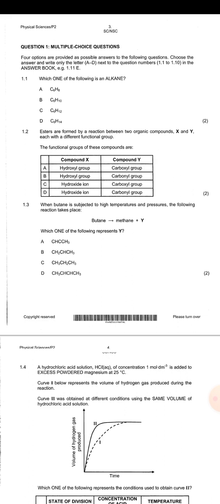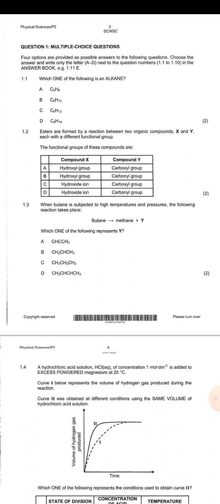1.2: Esters are formed by a reaction between two organic compounds, X and Y, each with a different functional group. The functional groups of these compounds are... unfortunately with this one, you'll need to know your esterification reaction. Esters are formed through esterification, where we react an alcohol with a carboxylic acid. For instance, you react methanol with ethanoic acid, you'll get methyl ethanoate. Those two reactants I mentioned are an alcohol and a carboxylic acid.